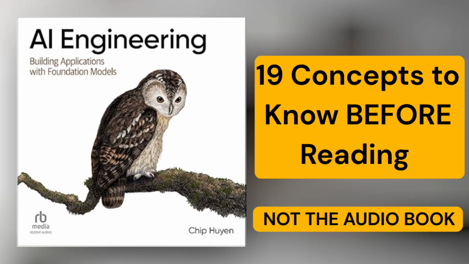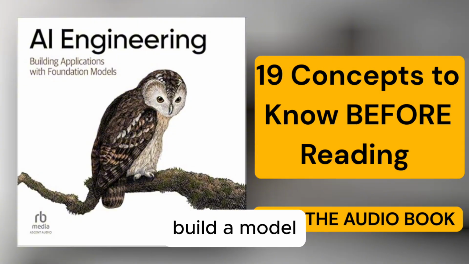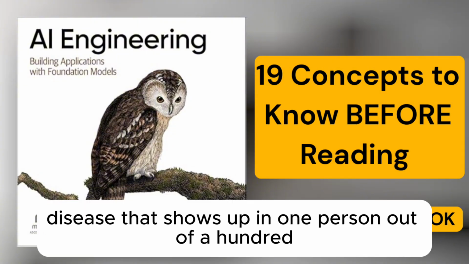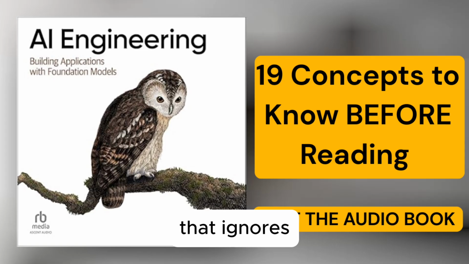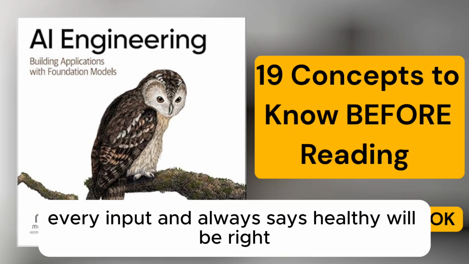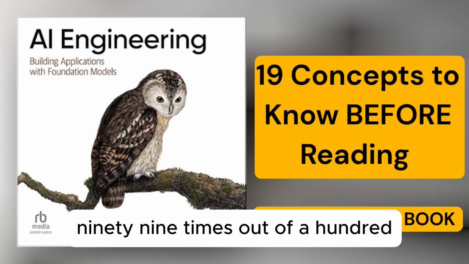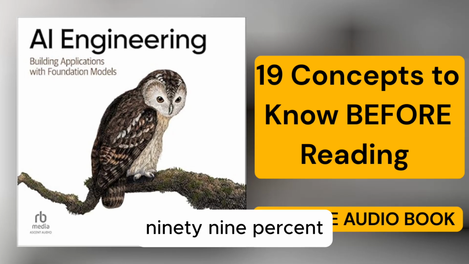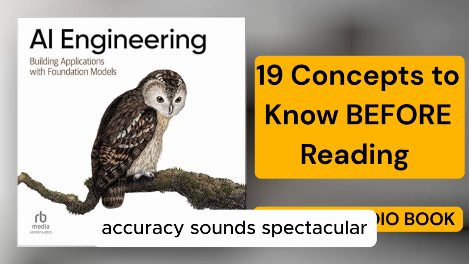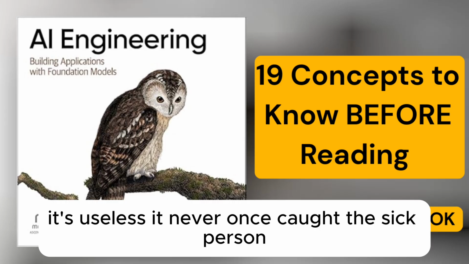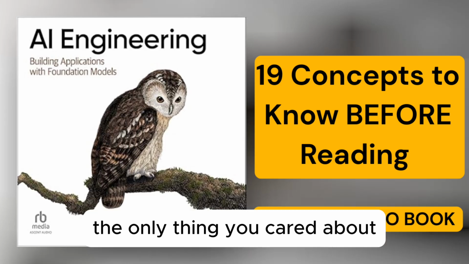Here's the trap, and it's a famous one. Imagine you build a model to detect a rare disease that shows up in 1 person out of 100. A lazy model that ignores every input and always says healthy will be right 99 times out of 100. 99% accuracy. Sounds spectacular. It's useless. It never once caught the sick person, the only thing you cared about.